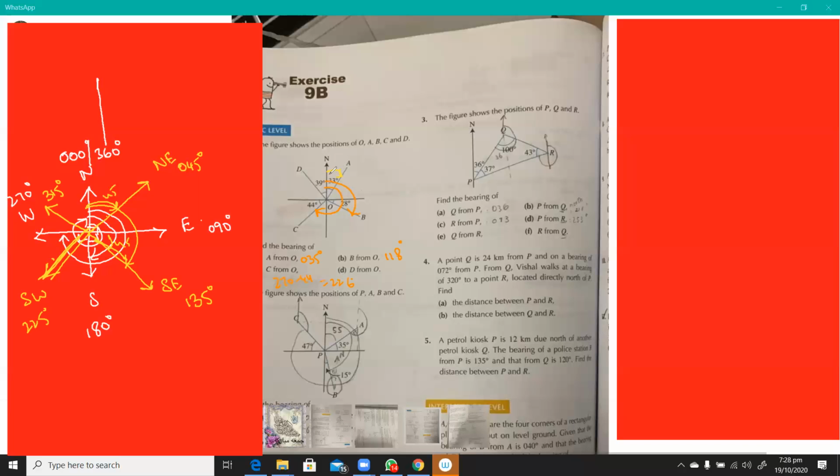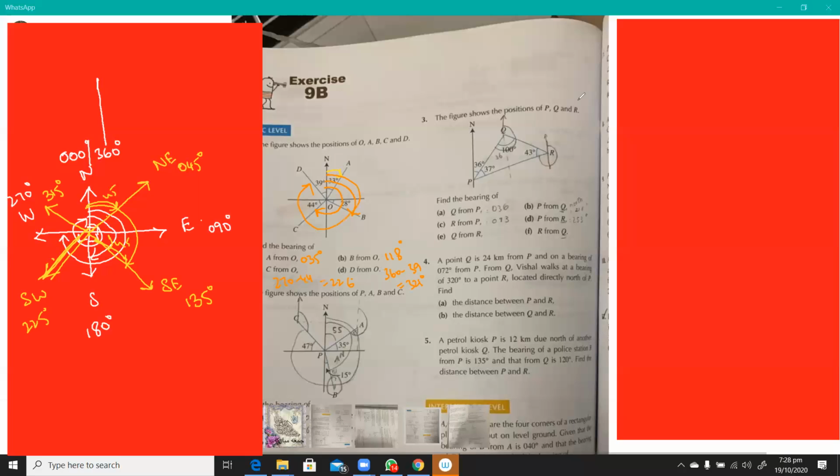And last but not the least, the bearing of D from O. So you see this is going in this quadrant, very much closer to 360 degrees. So this is 360 minus 39. So that is 321 degrees. Okay?